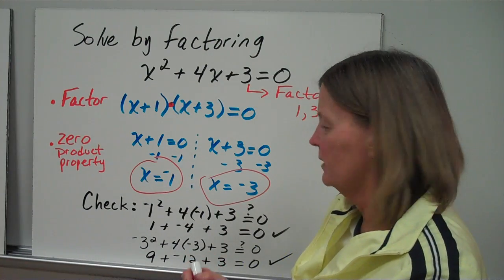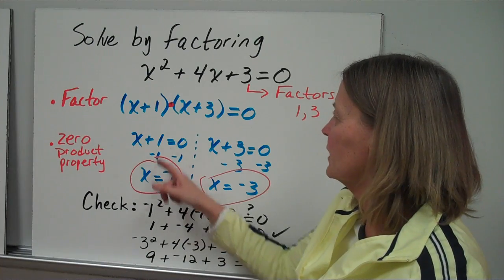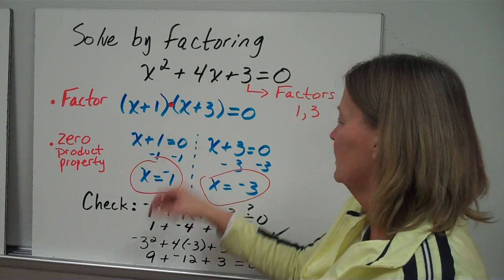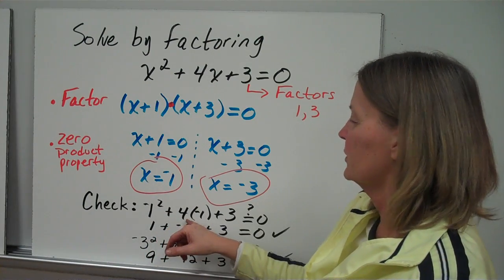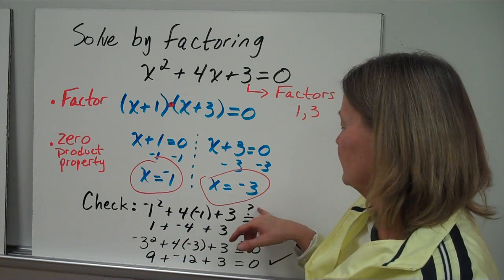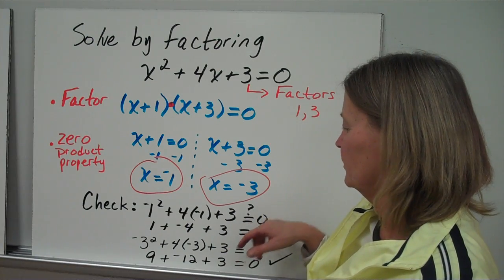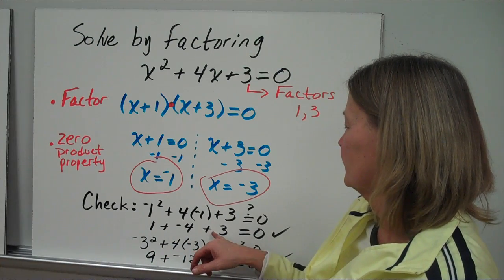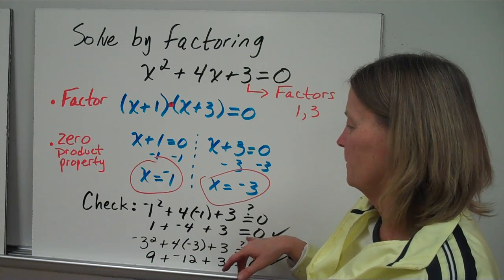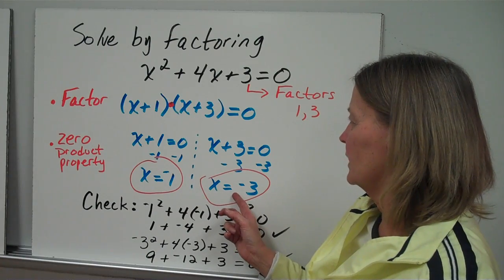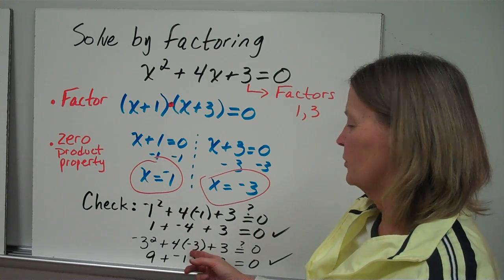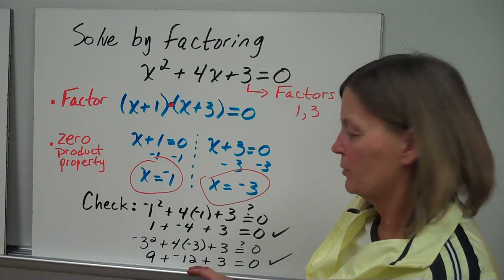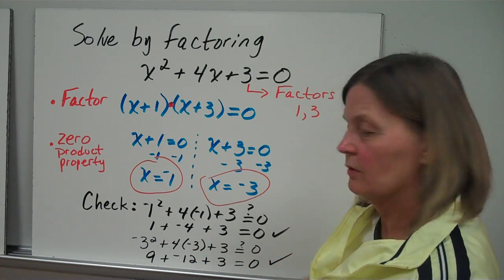Now you can easily check. You take your solution of x equals negative 1 and put it in both places for the x. So negative 1 squared plus 4 times negative 1 plus 3. Does it equal 0? Well, negative 1 squared is 1, plus negative 4, plus 3, and that does indeed equal 0. Then you take your other solution of negative 3 and put that in both places in the original problem. Do the math using order of operations, and you will see that is a correct solution.